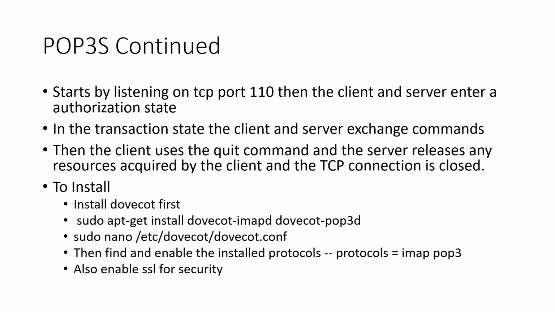Next we have how to install POP3S. First you would install Dovecot and then use the commands to install and then configure. Then you would find and enable the protocols you would want to install. There's a bunch of protocols that you can install, but in our case it would be POP3 and IMAP, and then you would go in and enable SSL or TLS for security.